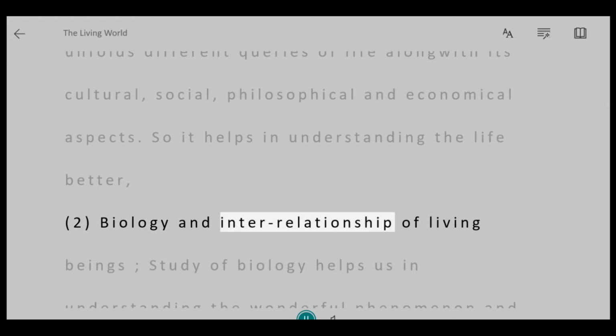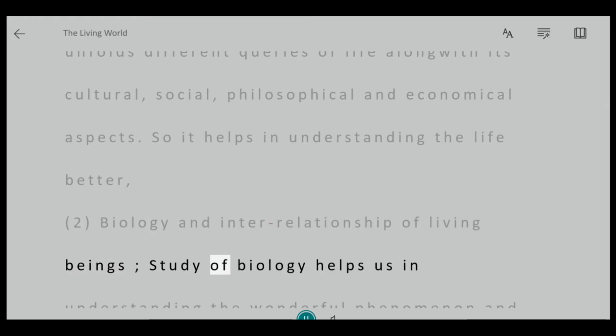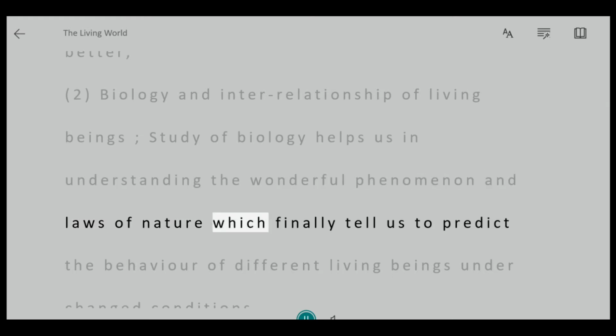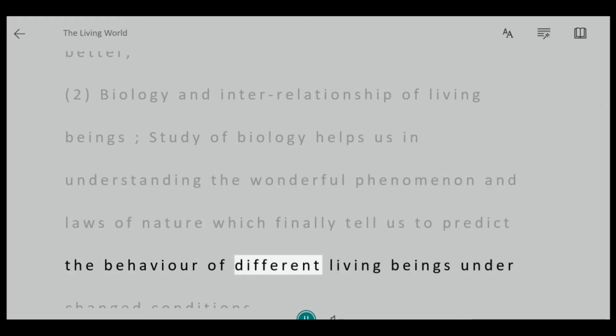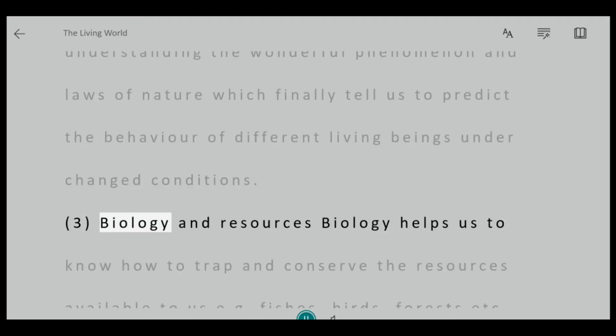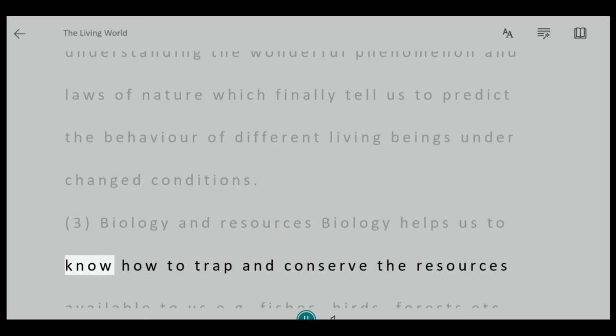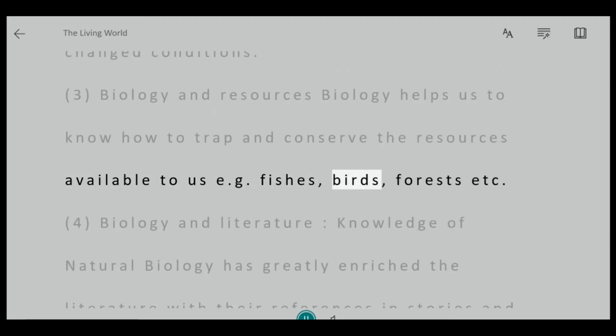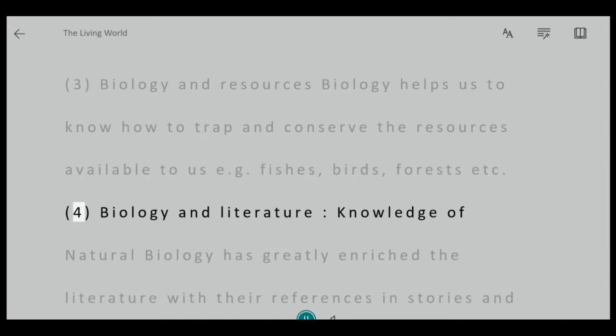2. Biology and interrelationship of living beings. Study of biology helps us in understanding the wonderful phenomena and laws of nature, which finally help us to predict the behavior of different living beings under changed conditions. 3. Biology and resources. Biology helps us to know how to trap and conserve the resources available to us, e.g. fishes, birds, forests, etc.